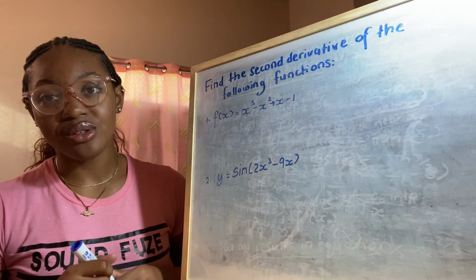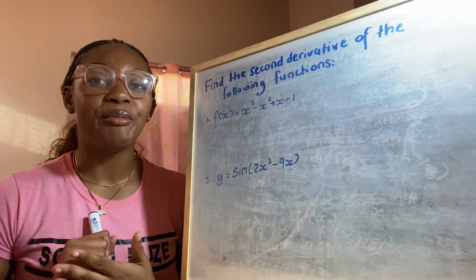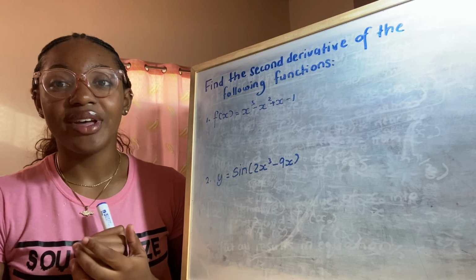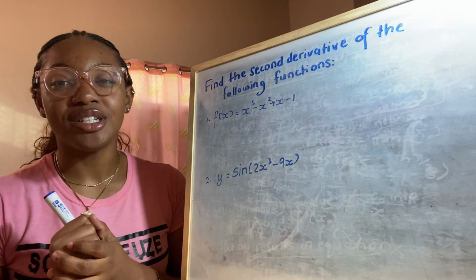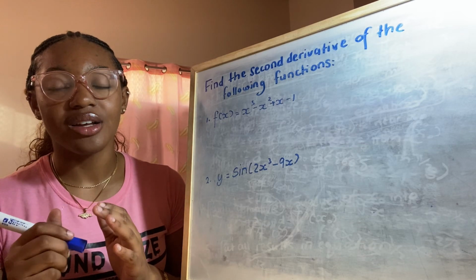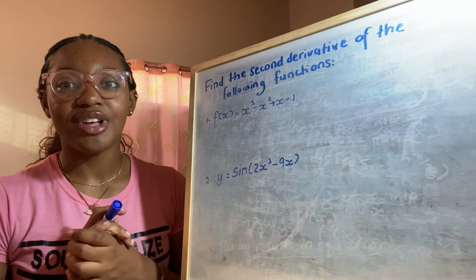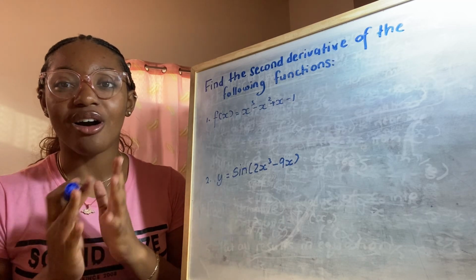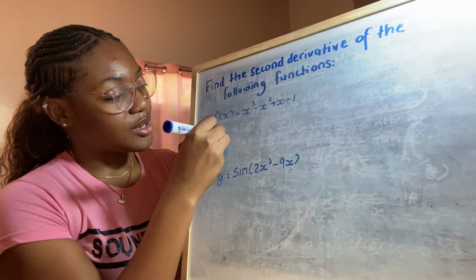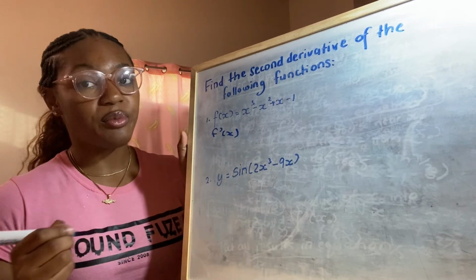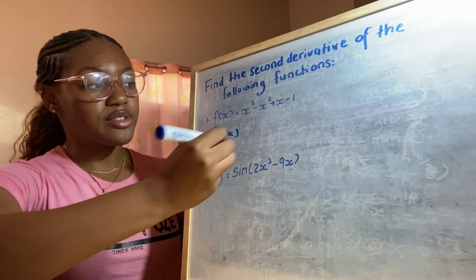So we're just going to use the power rule. If you don't remember the rules of differentiation, you can go to my video, differentiation part 1, to recall the rules. So we're going to find the first derivative, f prime of x.